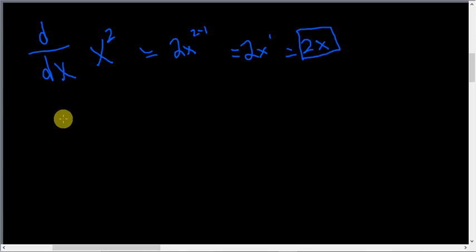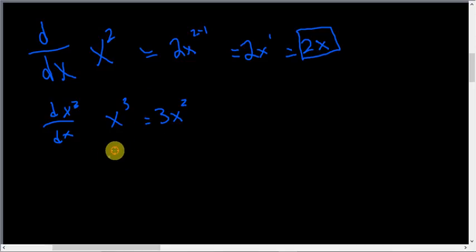So let's say if we take the derivative with respect to x of x to the third, whatever. So we got x to the third, so we drop this down. So x to the third, that's what? 3x to the second, right? Because 3 minus 1 is 2, and then we just take this one, drop it down, and that's it. That's that for that one.